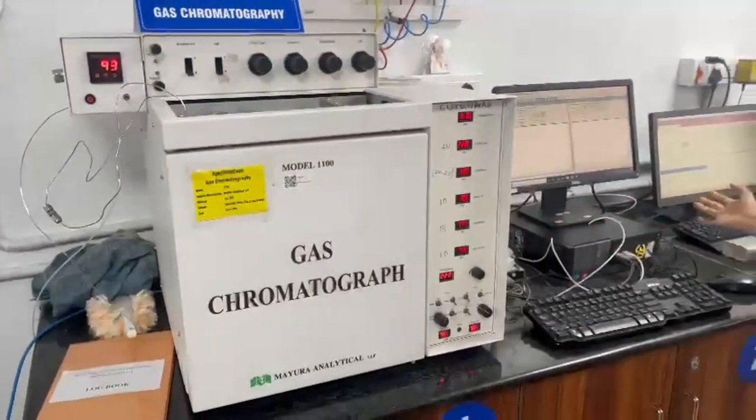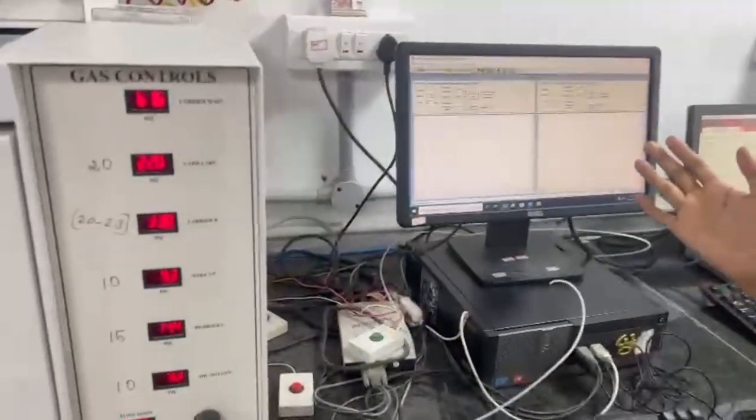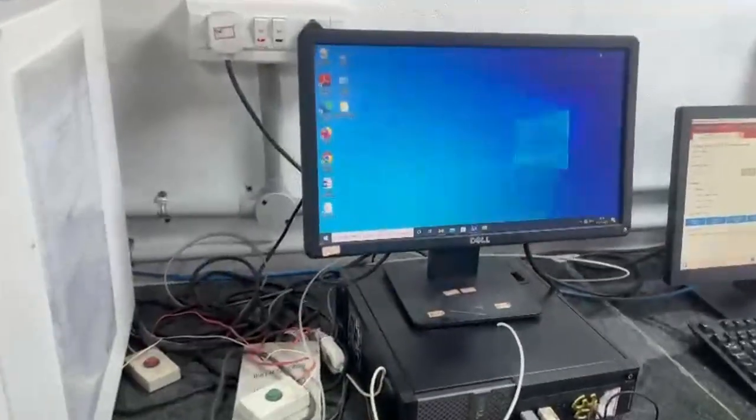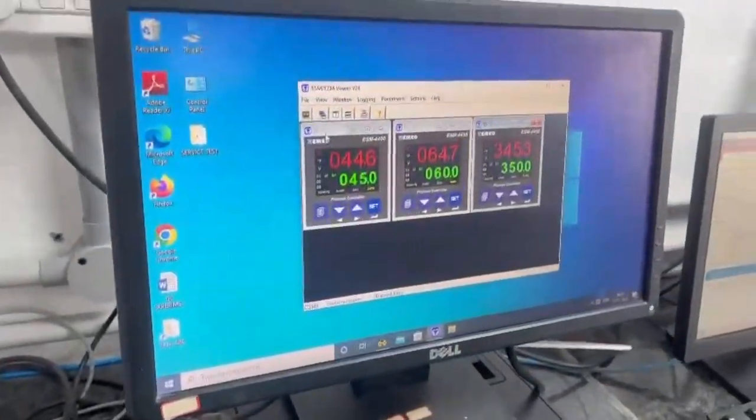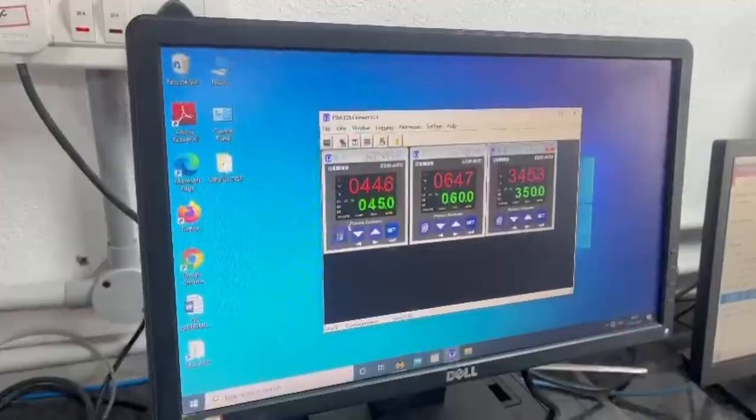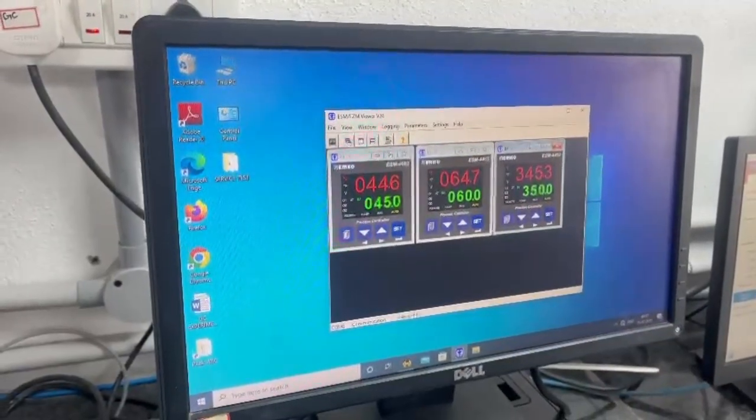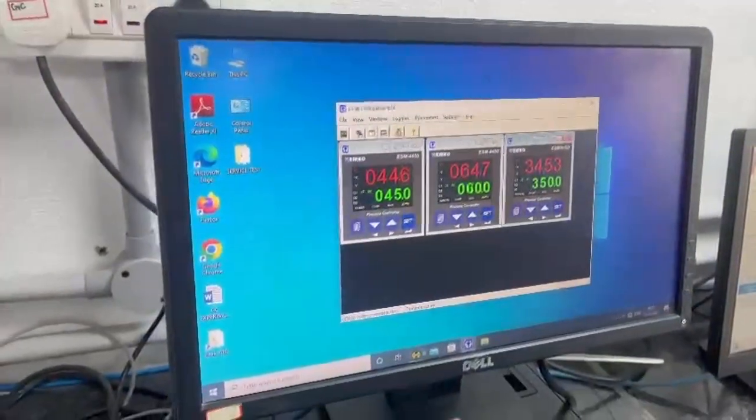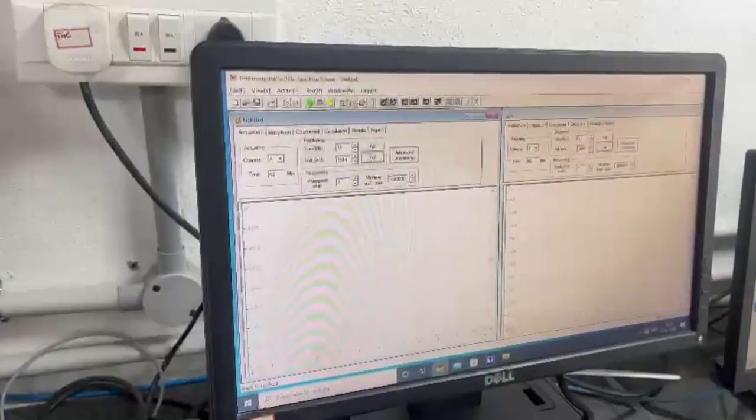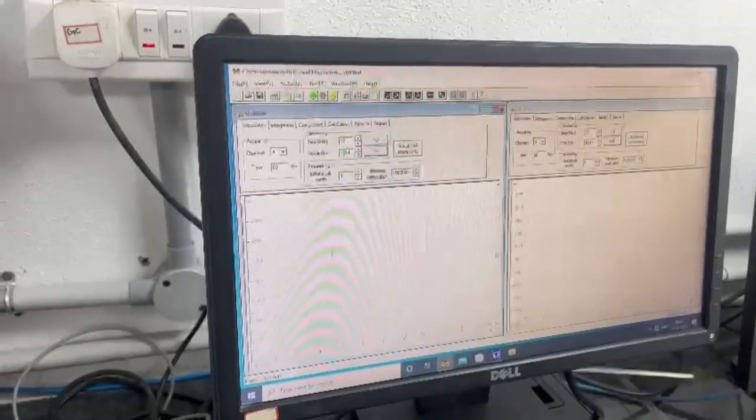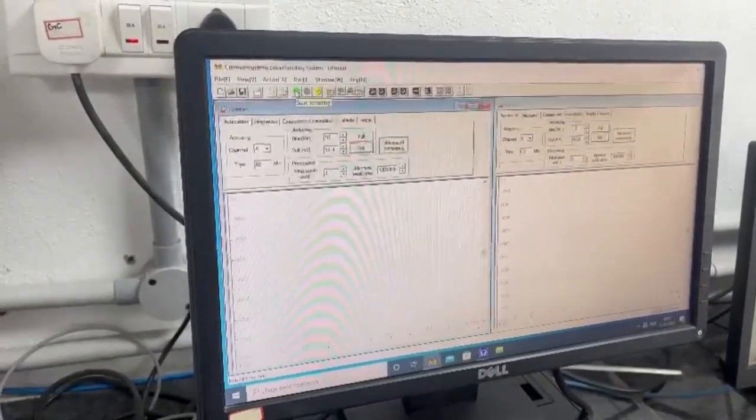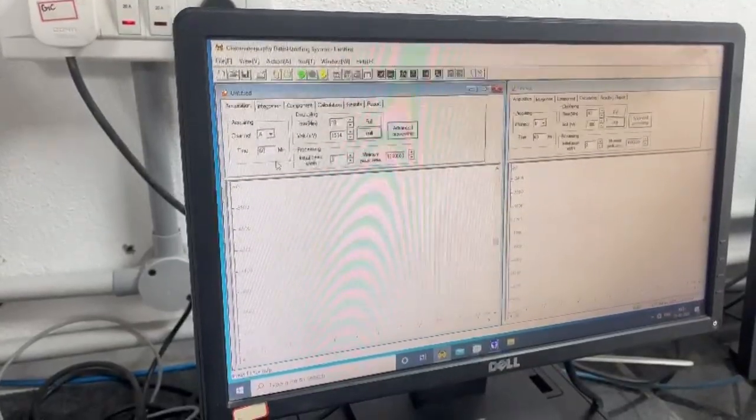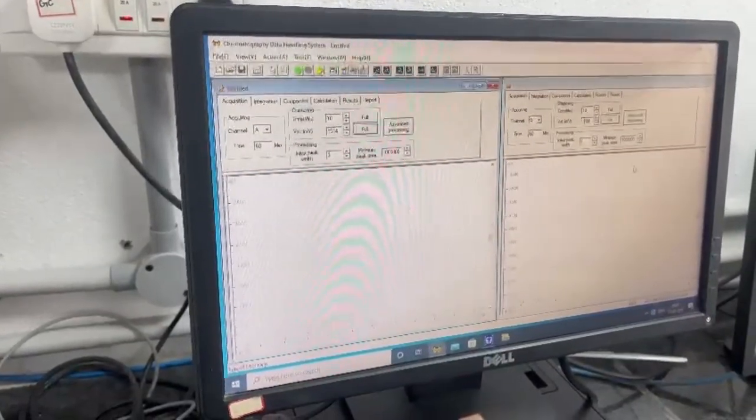Coming to the applications, the computer is constantly connected to the GC for data acquisition. Here we have two different softwares. The first is called EZM Viewer, which helps in maintaining the temperature for the oven, for the injector and also for the detectors. We also have PeakABC, where we can see the peaks by starting the acquisition button. We have two different channels: channel A is for the TCD and channel B is for the FID.